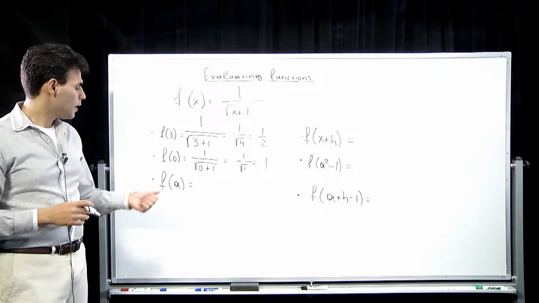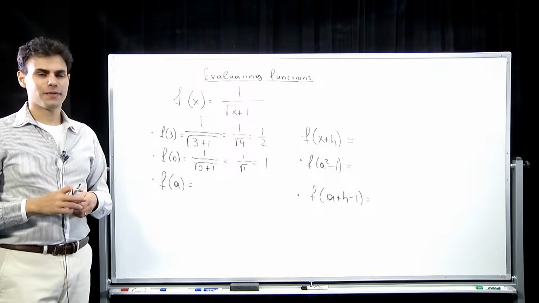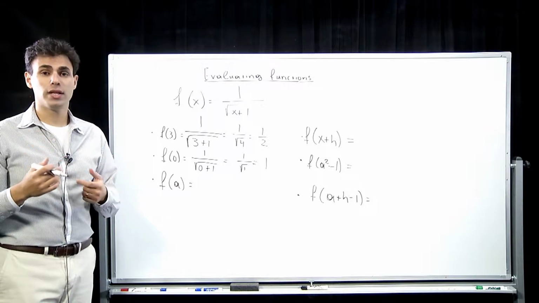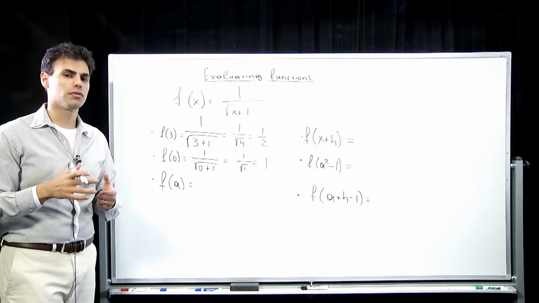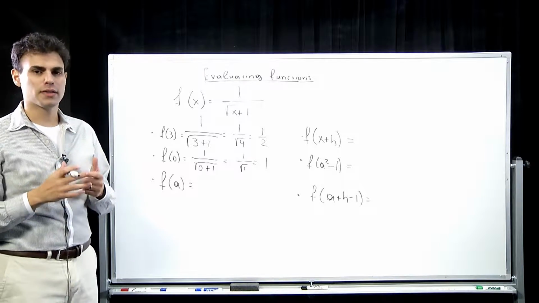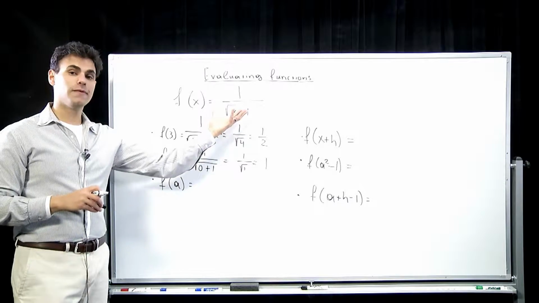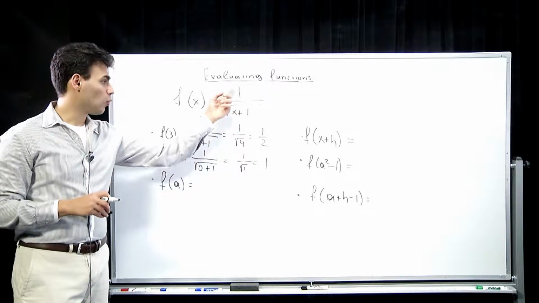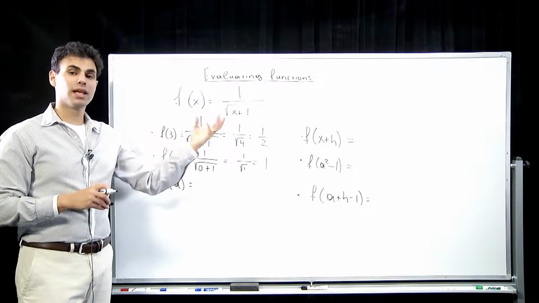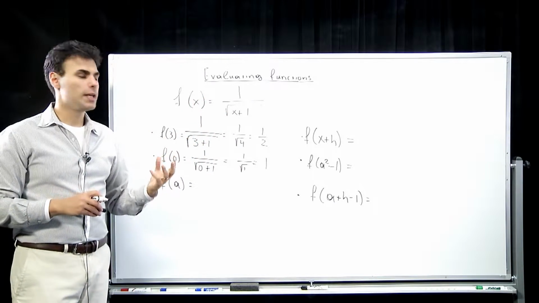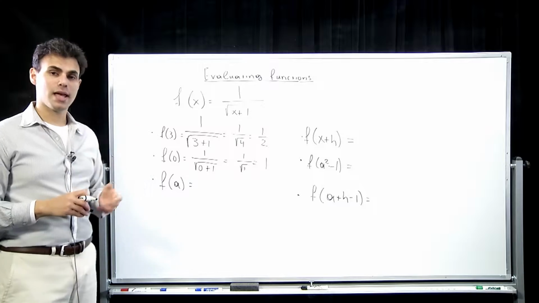Confusion starts when I'm asking you to find f of a. And people, when they hear that, say, so do I need to figure out what a is? Do I need to find a number? The answer is no. You don't need to figure out what a is. This is not an equation. What this basically means is take the formula as you see it over here, 1 over square root of x plus 1, and just replace x with a. So we'll get a different algebraic expression that doesn't have x anymore, but has a instead.